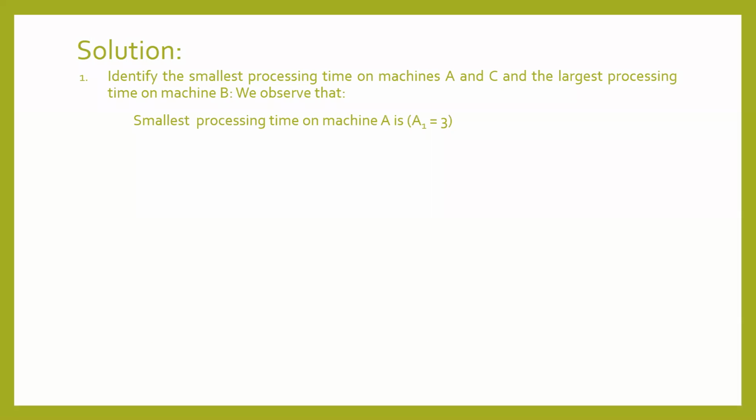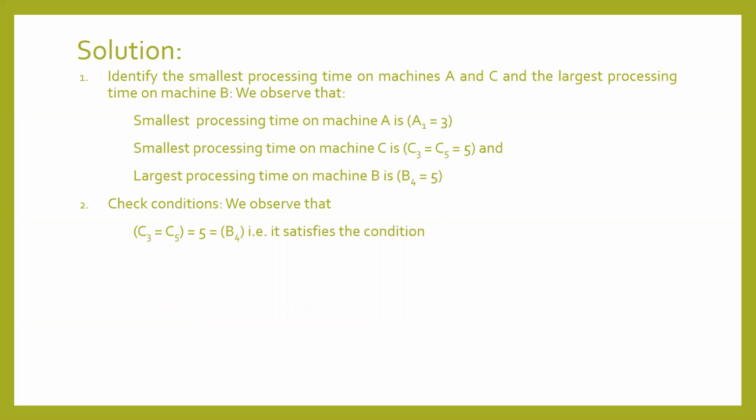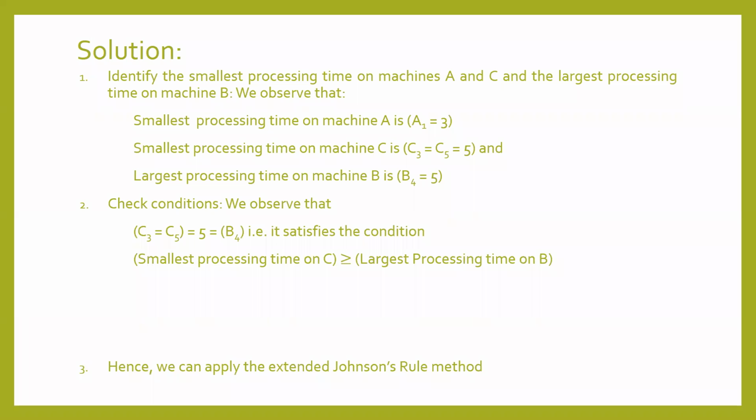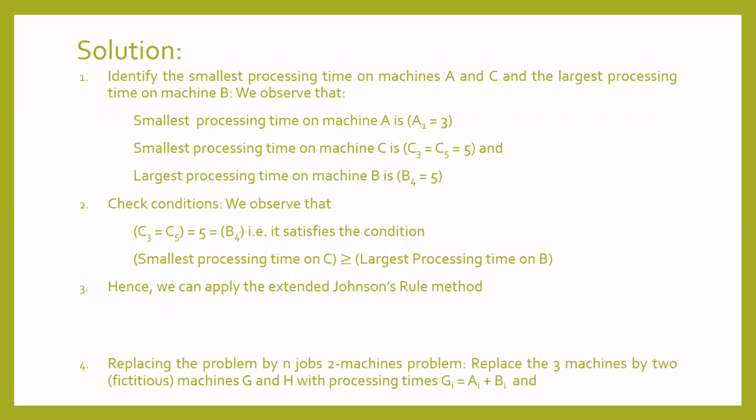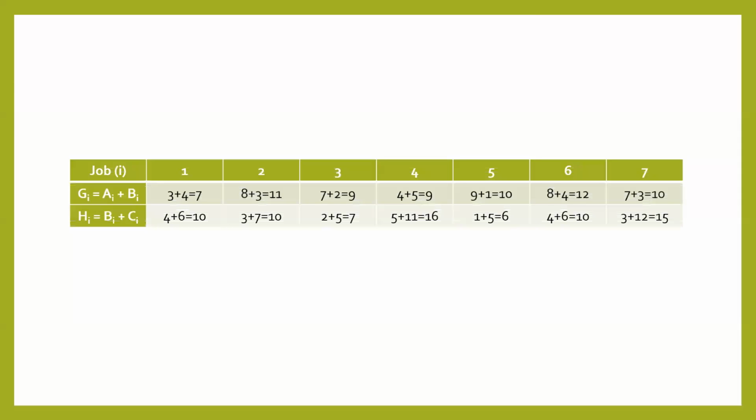So we have already identified the smallest processing time on machine A and the smallest processing time on machine C as well. And the largest value condition, it satisfies this condition for C and B. So the smallest processing time on C is greater than or equal to the largest processing time on B, and hence we can apply the extended Johnson rule. Now let us replace this whole thing and get the new table. So my new table will look like this.